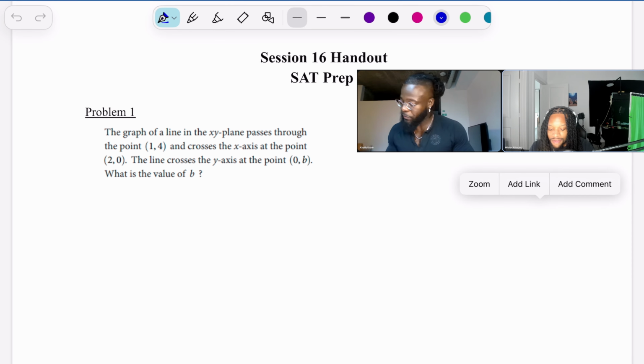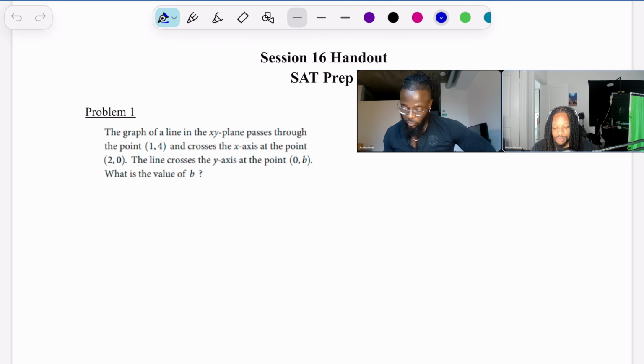The graph of a line in the xy-plane passes through the point (1, 4) and crosses the x-axis at the point (2, 0). The line crosses the y-axis at (0, b). What is b?